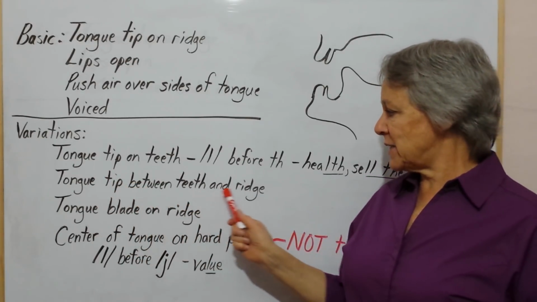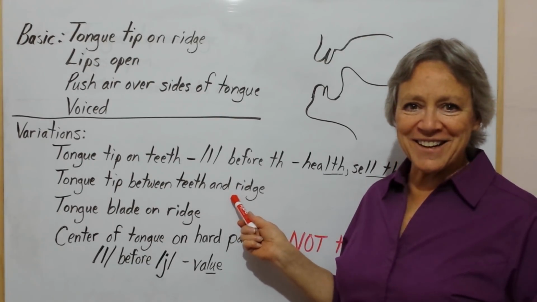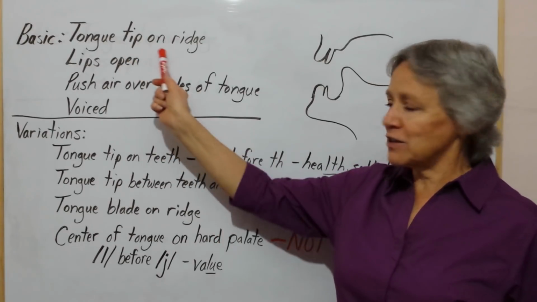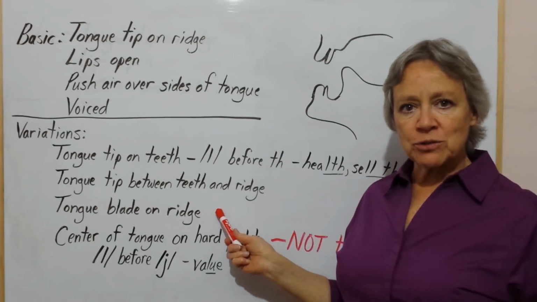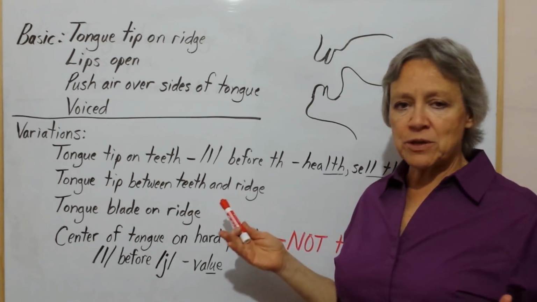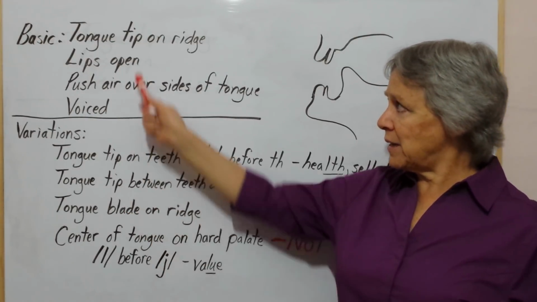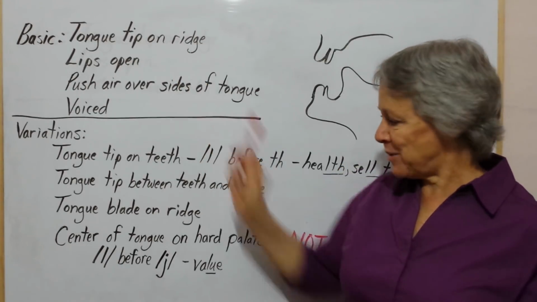The tongue tip between the teeth and the ridge, this, I guess, depends on the word. Some people do that, some people don't. Okay, it's very close to tongue tip on the ridge. The tongue blade on the ridge, this one too, some people just alternate depending on the word, or on that particular person's style, the blade instead of the tip on the ridge. But still, this is the most common.